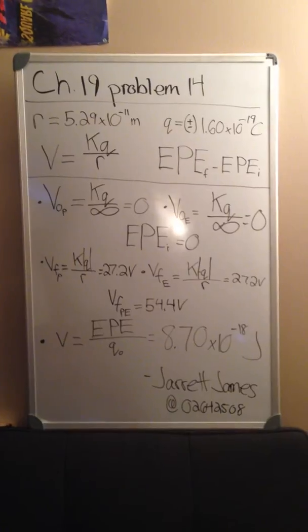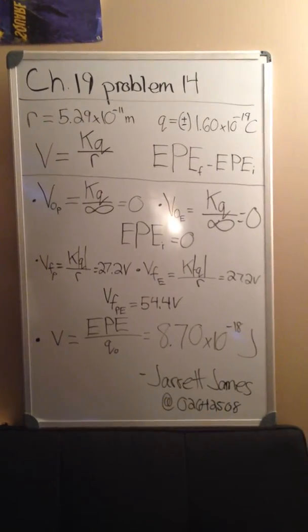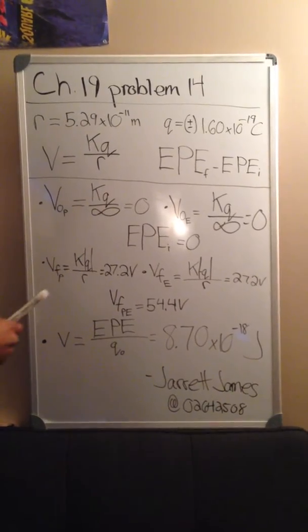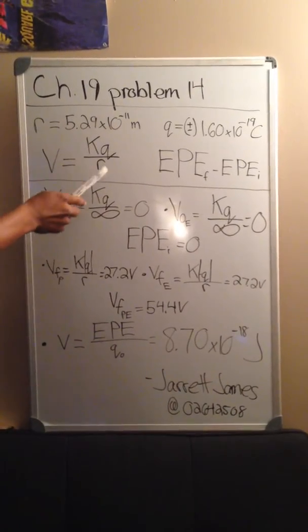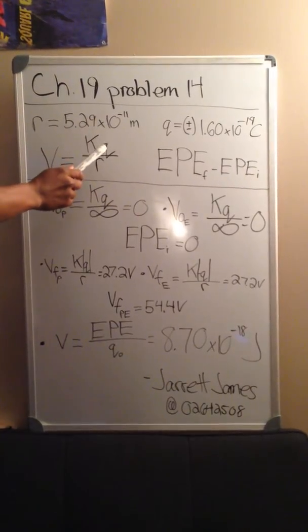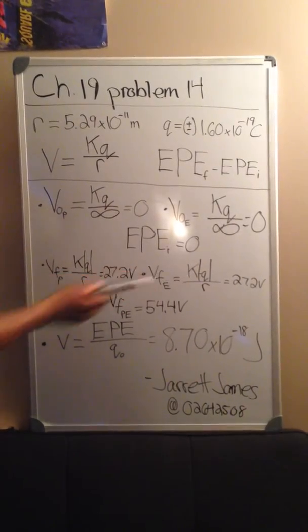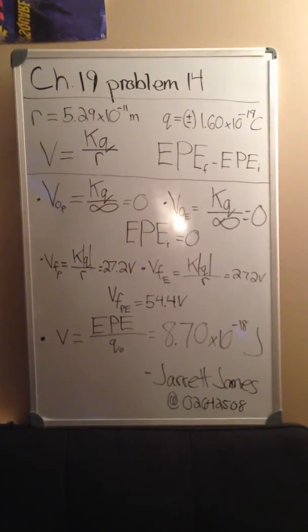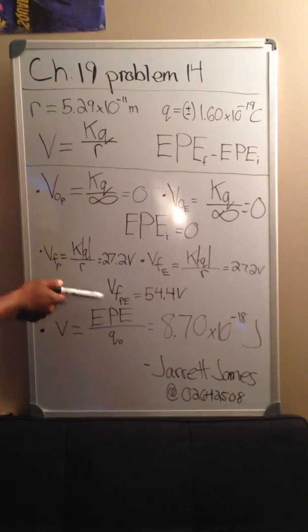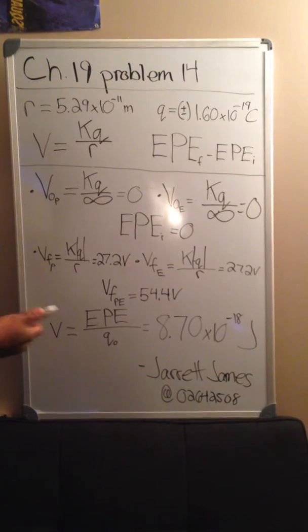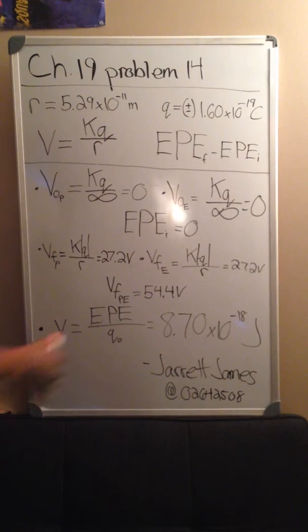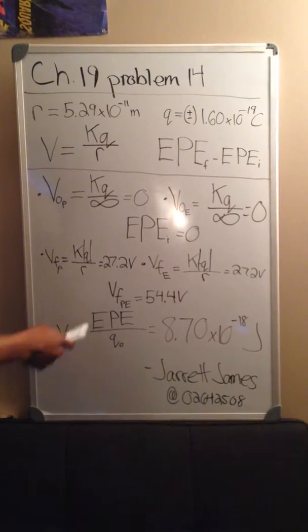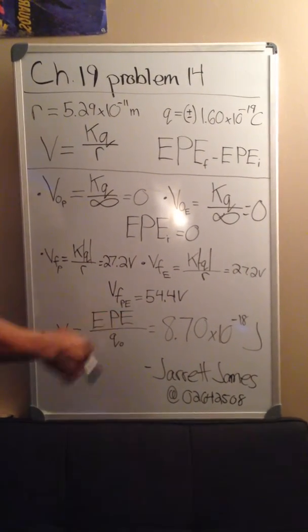Next, we did the same thing for the proton and the electron once you brought them together, and you found, using that equation, in which you use the absolute value of the charge Q, that they were actually equal, and they both came out to be 27.2 volts. So to find the final voltage, all you did when they were together was add them together and get 54.4 volts.